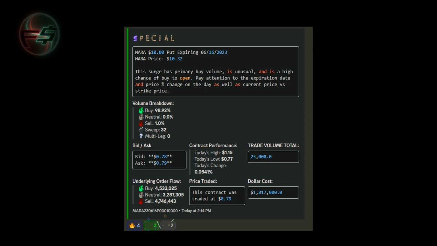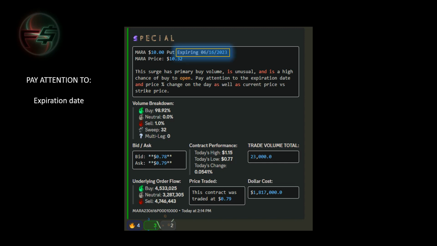Now, this is the feed. This is the latest one that came in today, the Mara $10 put expiring 6/16/2023. Now, there's a few things you're going to want to pay attention to when it comes to the specials feeds. And those things are, obviously, number one, the expiration date.